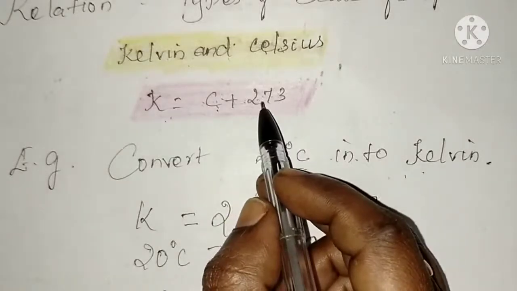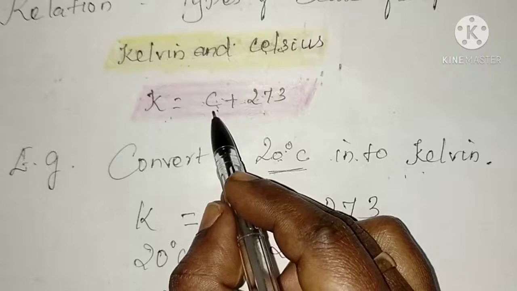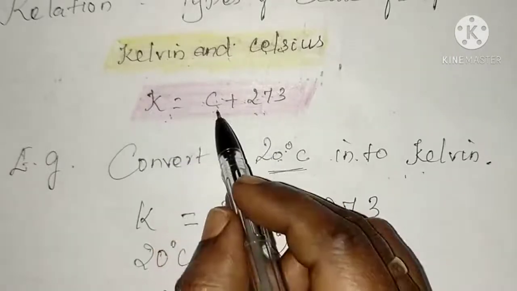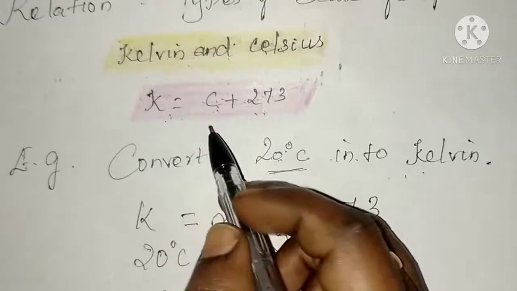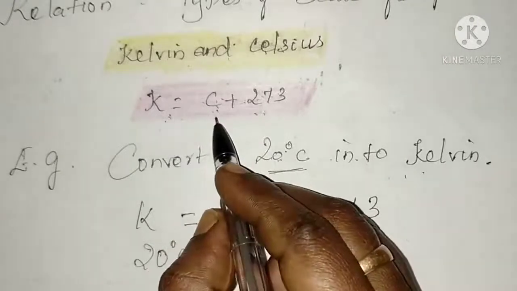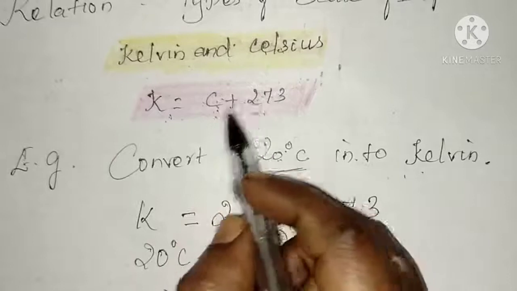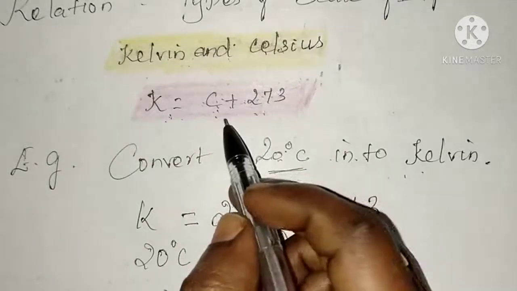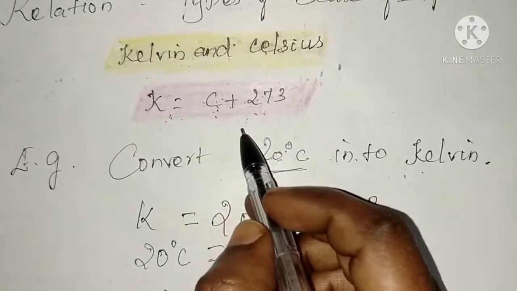So along with the Celsius scale, if you add 273, we get the Kelvin scale. Similarly, we can convert the Kelvin scale into degrees Celsius. For that, you just have to subtract this value. So we can change that into degrees Celsius.